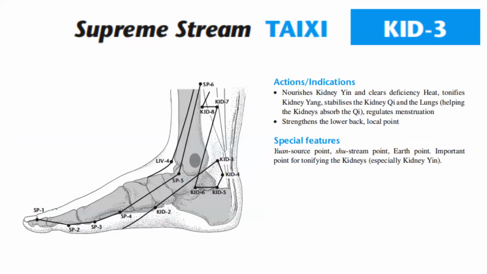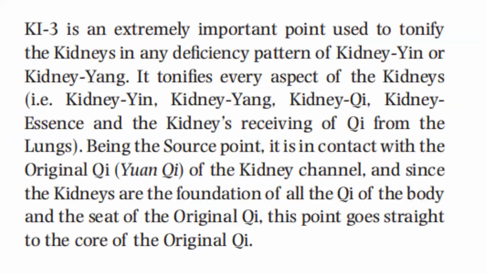Actions or indications. Kidney 3 nourishes kidney yin and clears deficiency heat. Tonifies kidney yang, stabilizes the kidney qi and the lungs, helping the kidneys absorb the qi, regulates menstruation, strengthens the lower back, and it is a local point. Special features: Yuan-source point, shoestring point, earth point, an important point for tonifying the kidneys, especially kidney yin.